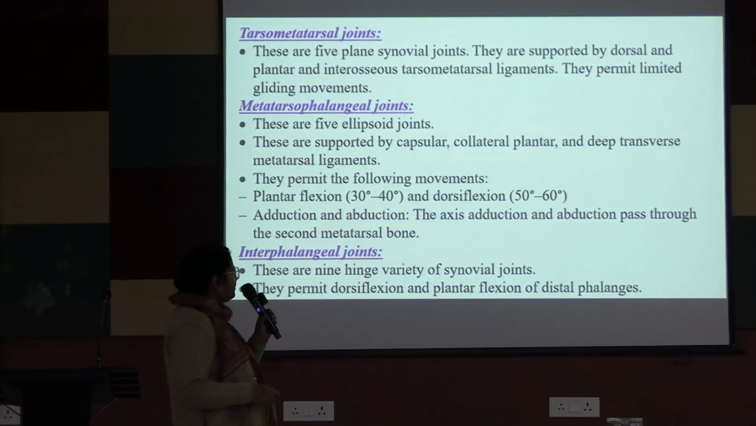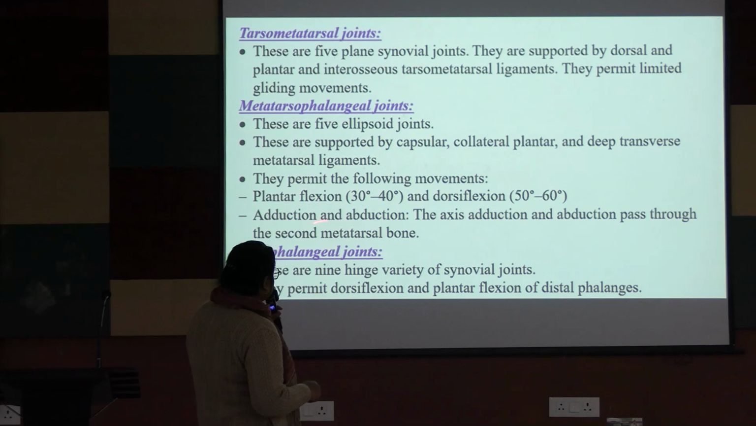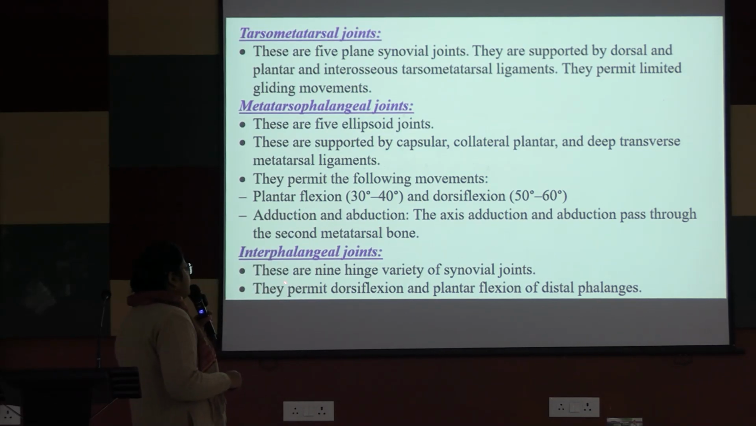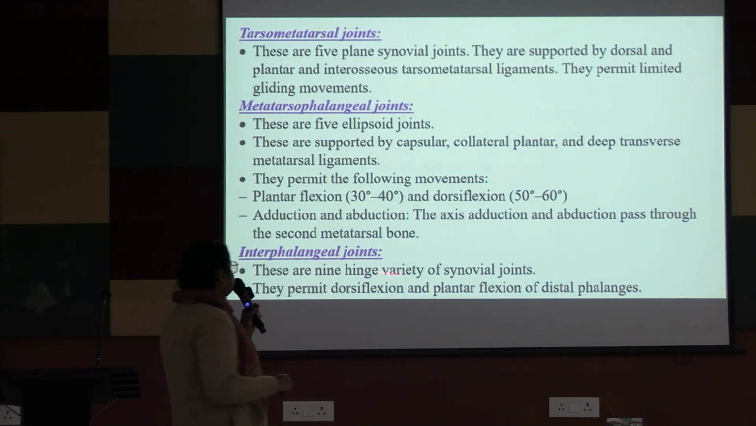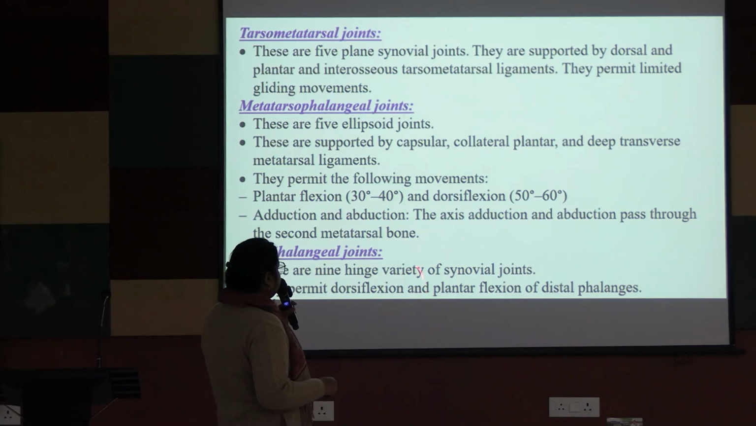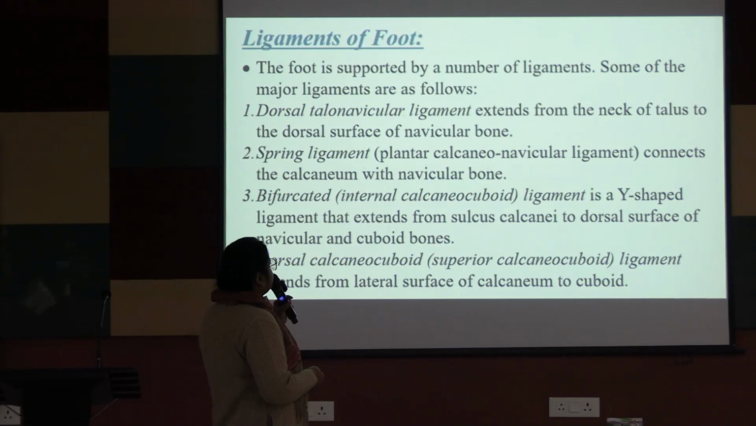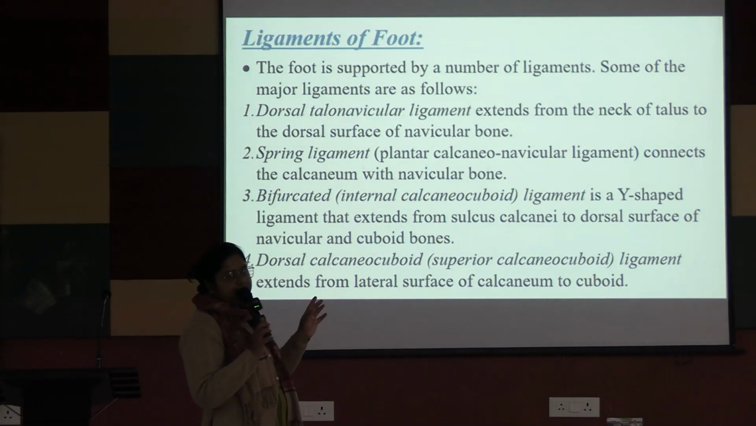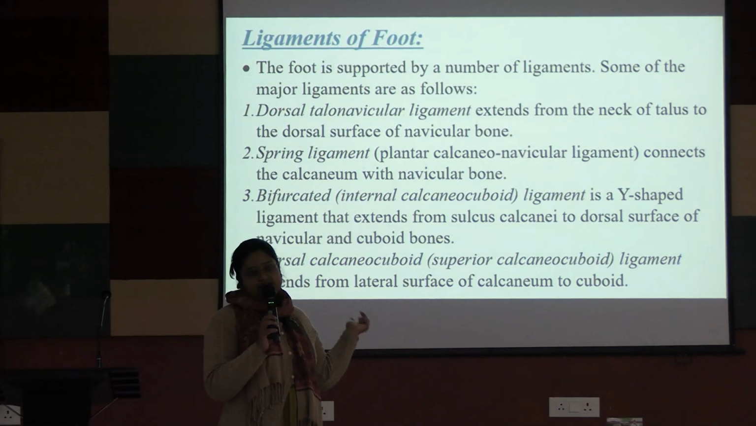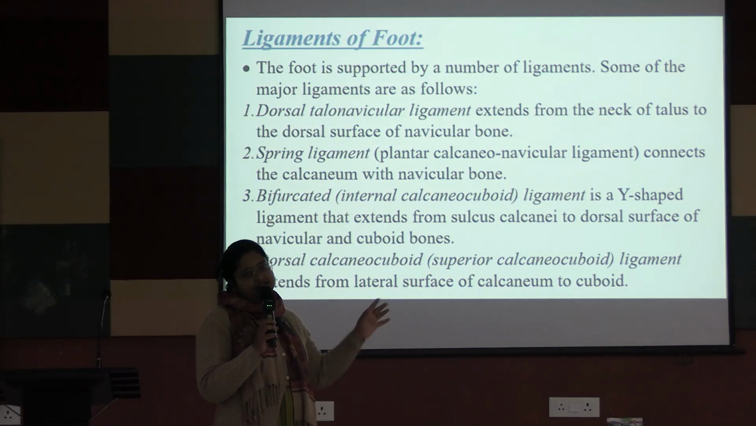We have discussed. Next are the interphalangeal joints. These are 9 hinge variety of synovial joints, and they permit dorsiflexion and plantar flexion of the distal phalanges. So the type of joint you must know for metatarsophalangeal, interphalangeal and others.